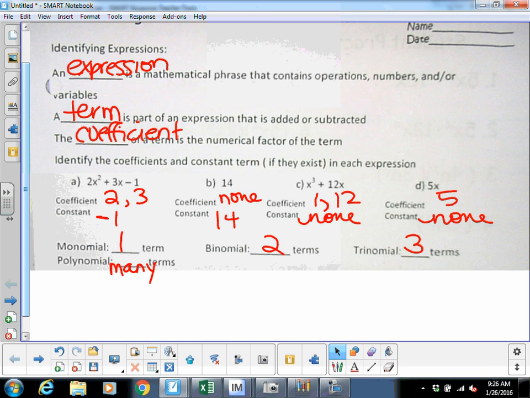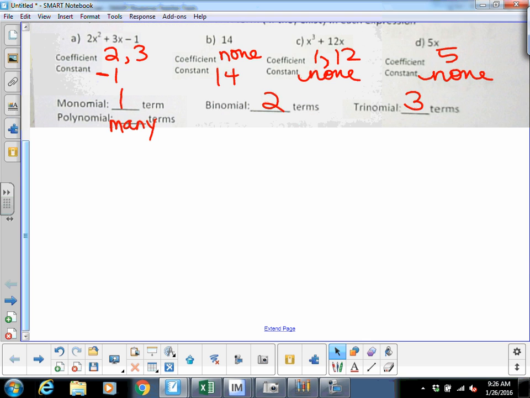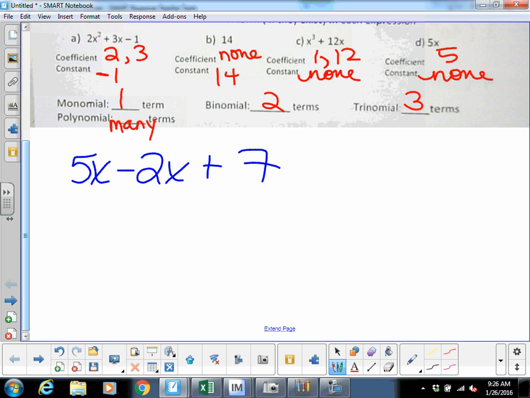All right, now here's where people go wrong. You do not label it monomial, binomial, trinomial, or polynomial until you have simplified. This is not on your note sheet, so just pay attention. If I gave you this right here, right now that looks like a trinomial, right? But I can combine 5x minus 2x and get 3x minus 7, which is now a binomial. You label it after you simplify.